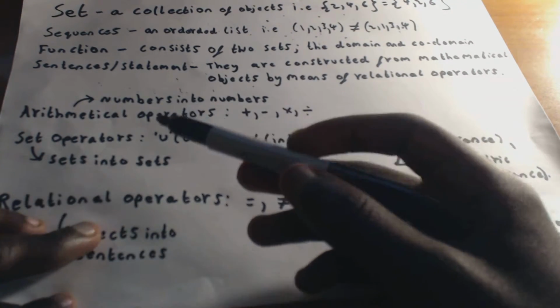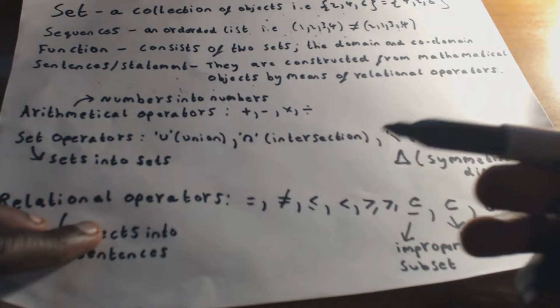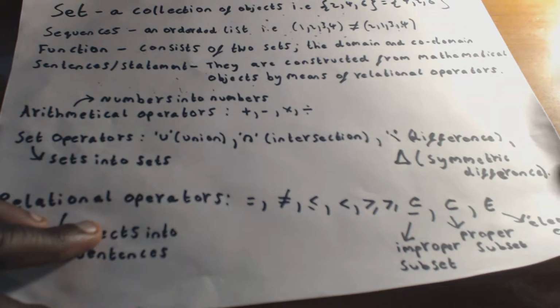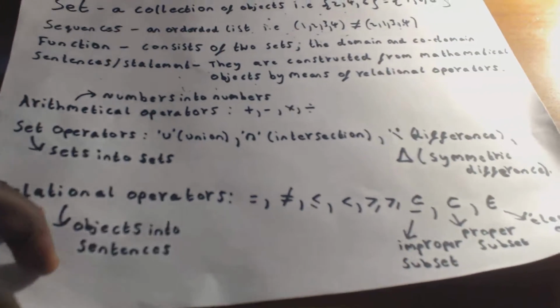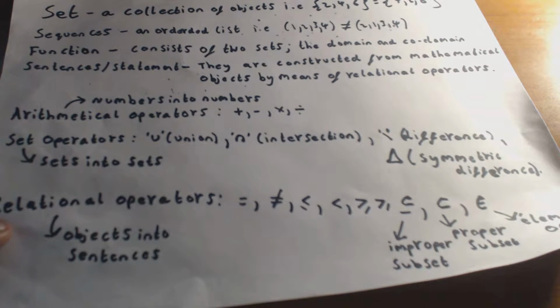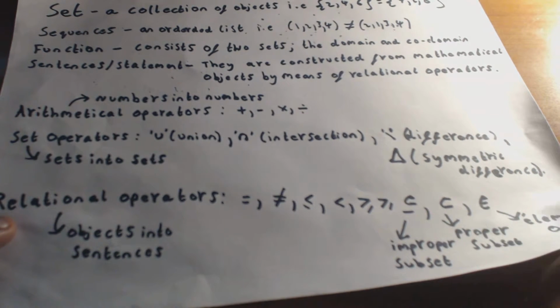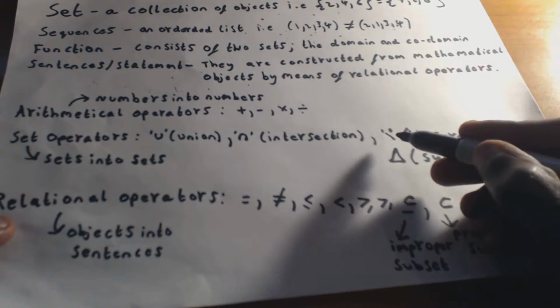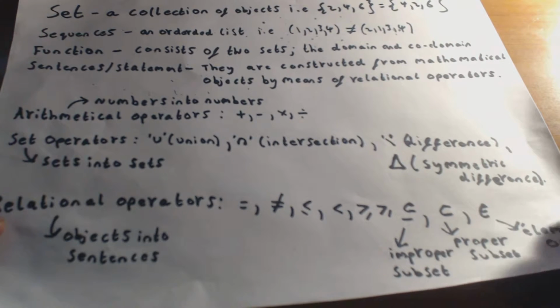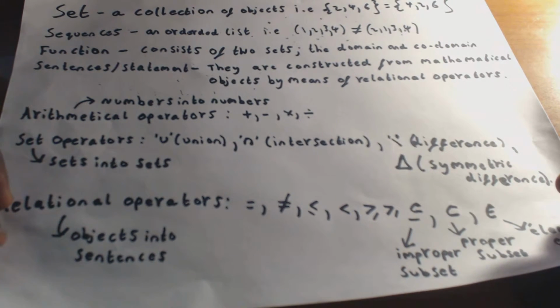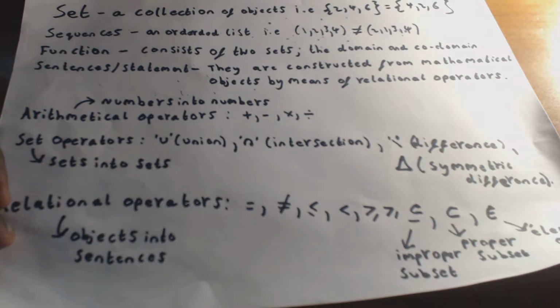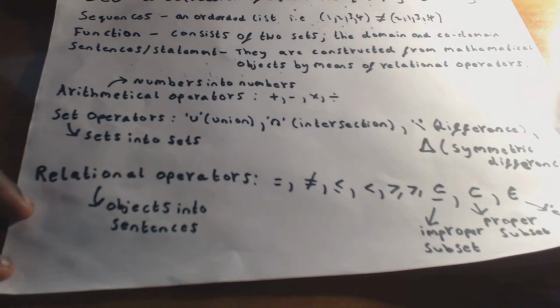Then we have our operators for arithmetic, which are plus, times, minus, and divide, which I'm sure you're familiar with. They turn numbers into numbers, hence we can't have sets on either side of these, for example, because that would be illegal. Similarly, with set operators: union, intersection, difference, and symmetric difference. These turn sets into sets, so we cannot have a number on either side of these operators, because that would be mathematically illegal and not correct at all.